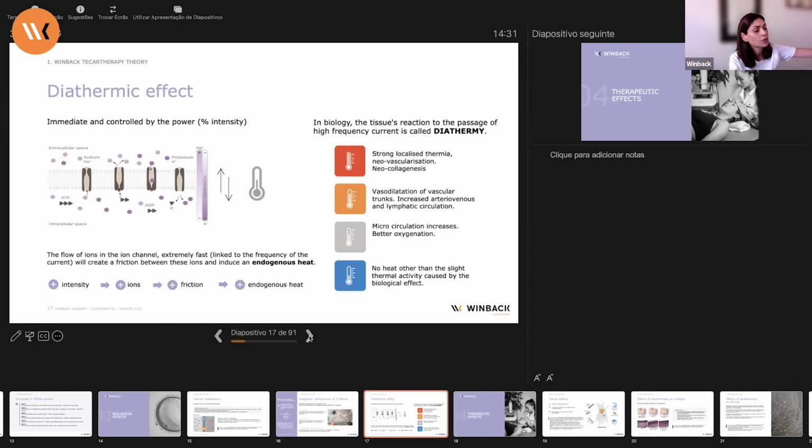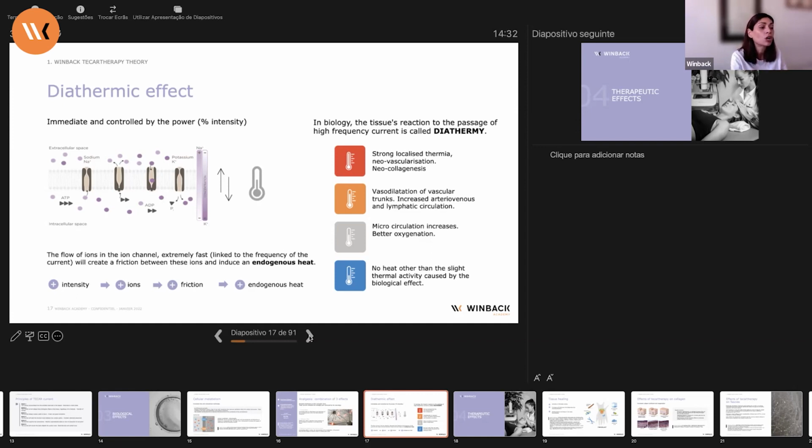And on Tecar and Winback, we can work in 4 levels. The first one with no heat, other than the slight thermal activity caused by the biological effect, just a little increasing of the metabolism, opening the plasmatic membrane, will have a liberation of energy, okay? After, we can work with some microcirculation increase, and we'll have what? A better support of oxygen, more nutrients. Here, we just have a little thermic response.